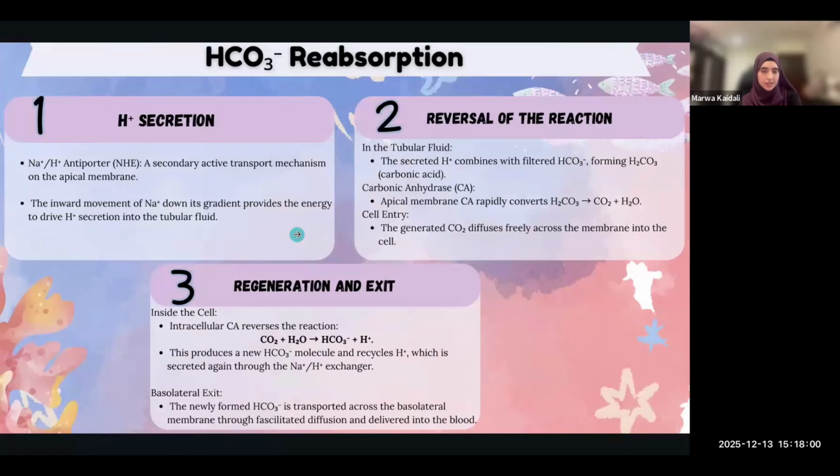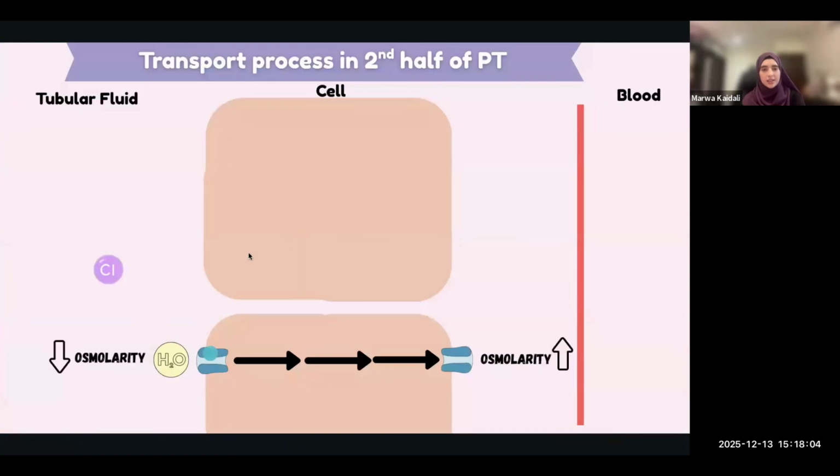Now we're going to move on to the second half of the proximal tubule. So we said that we had a lot of solute reabsorption. We had sodium, we had organic solutes, and we even had water. So what do you think is going to happen to the chloride concentration? Because we have not talked about chloride at all so far. So what do you think is going to happen to it?